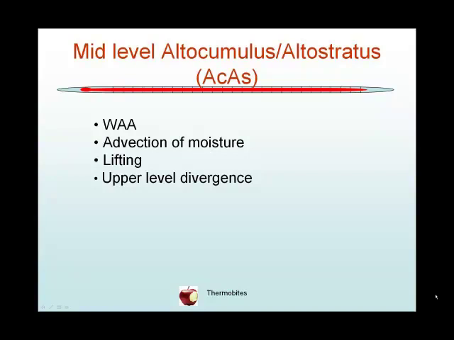In this video we're going to examine the formation of mid-level cloud, that is altocumulus, altostratus or ACAS. So altostratus is stratiform cloud and altocumulus is convective cloud, and very often you see the two together: stratiform cloud in the mid-levels of the atmosphere with embedded convective elements. We'll consider four mechanisms: what's known as warm air advection, the advection of moisture, lifting, and finally upper level divergence.